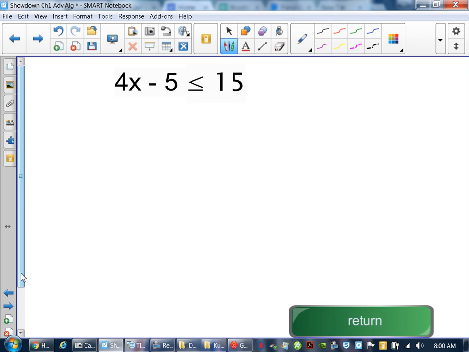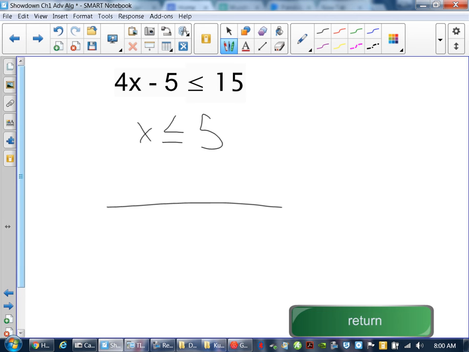In this case, you have the inequality. Treat it like you would normally, and like I said, you probably remember, add 5, divide by 4. X is going to be less than or equal to 5. You okay with that? Yes. Now, on a number line, that looks like this.